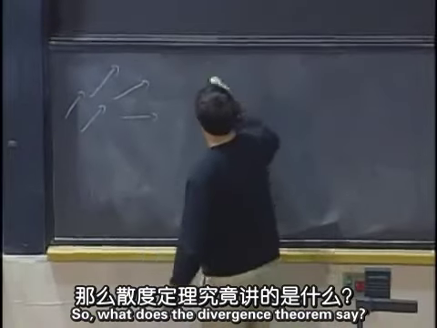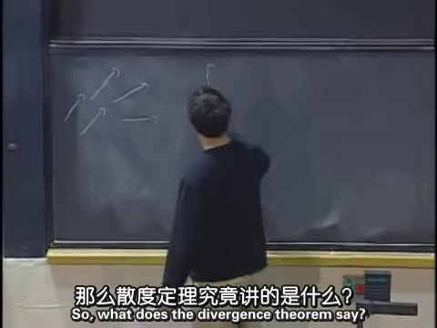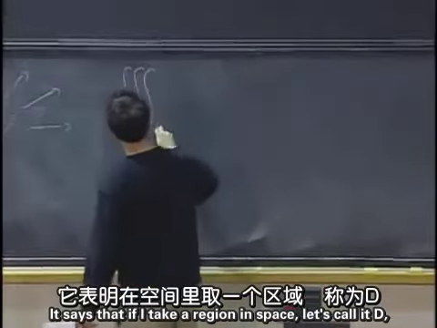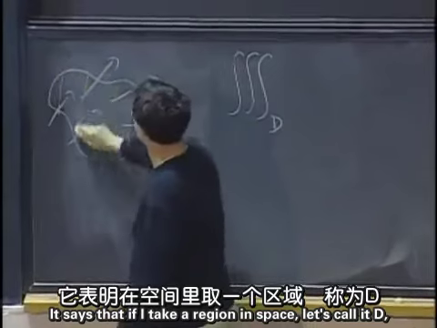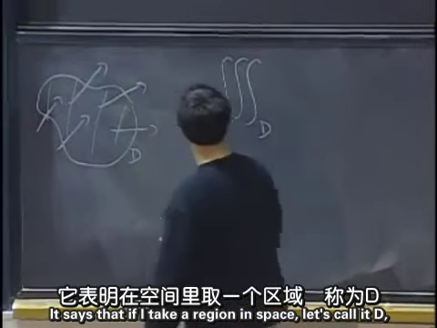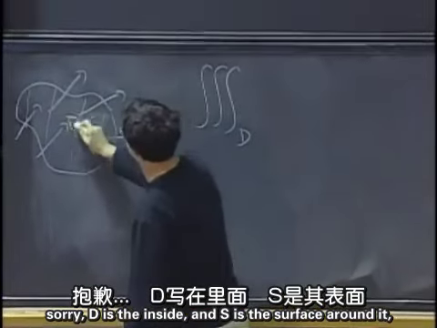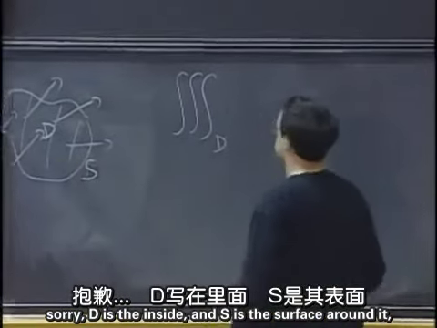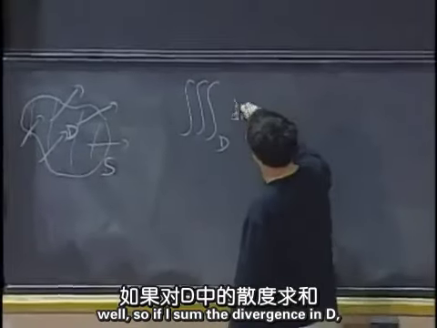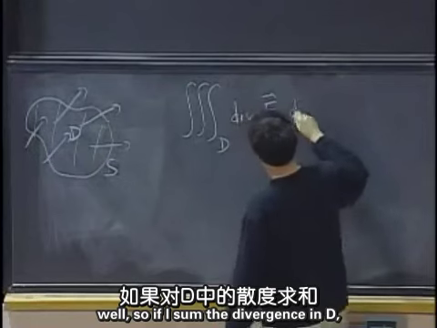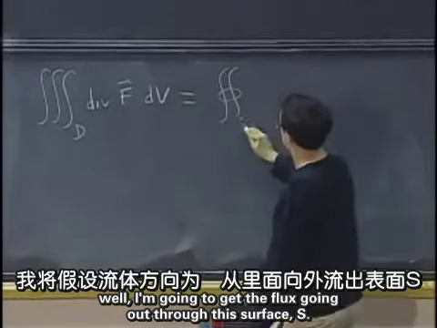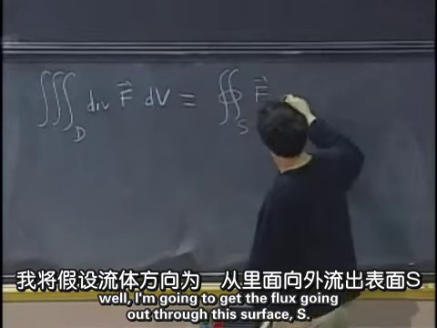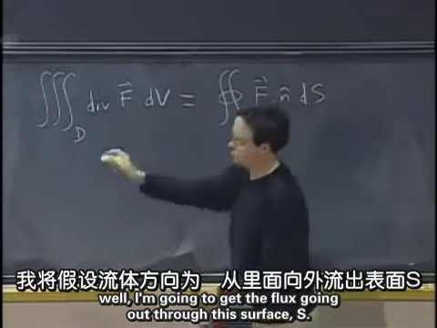So what does the divergence theorem say? It says that, if I take a region in space, let's call it D. Sorry, D is the inside, and S is the surface around it. Well, so if I sum the divergence in D, then I'm going to get the flux going out through this surface S.